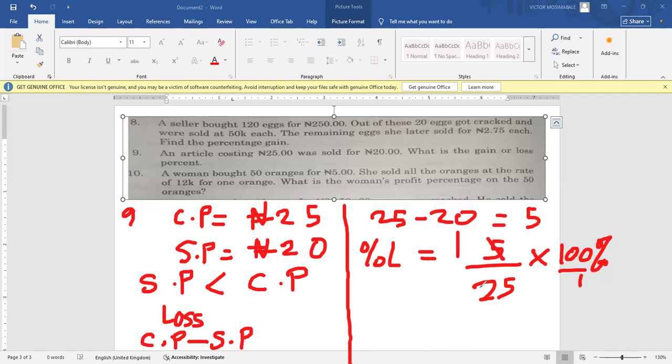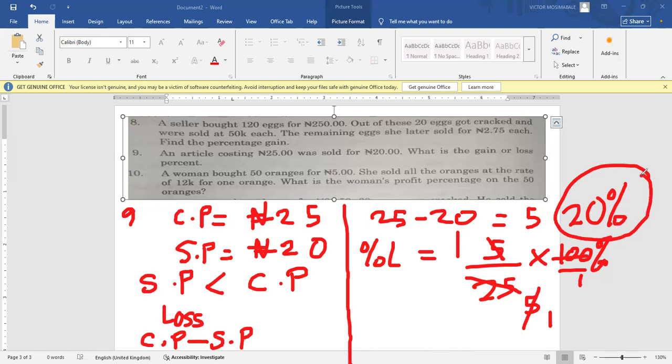5 into 25 is 5. 5 into 5 is 1. And 5 into 100 is 20%, right? So you can actually verify some of these things by solving it on your own. So the percentage loss is 20%. You can pause the video and note down the salient points as usual.